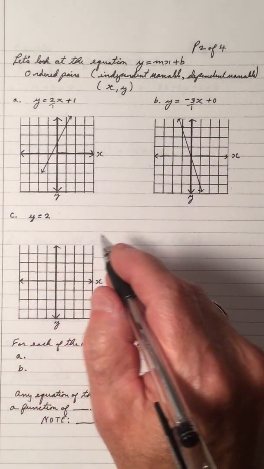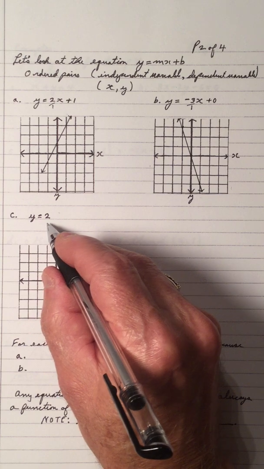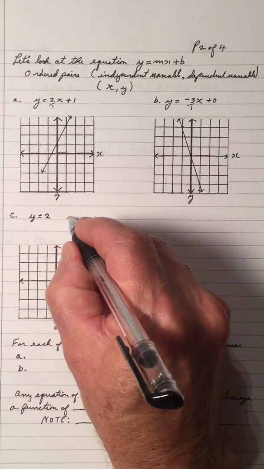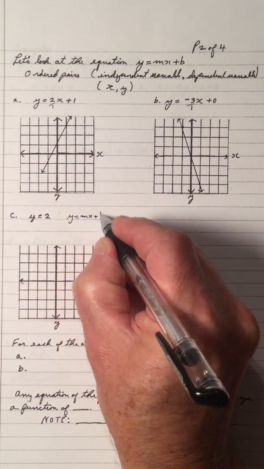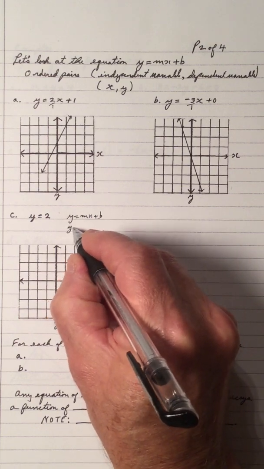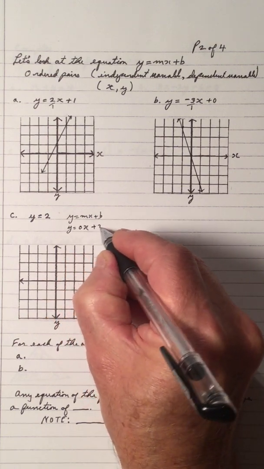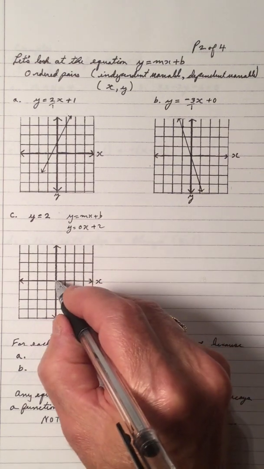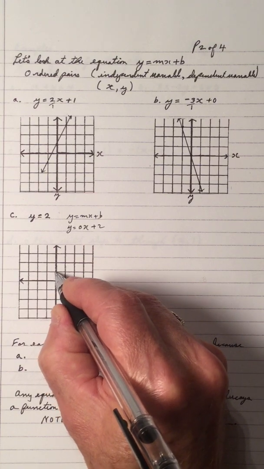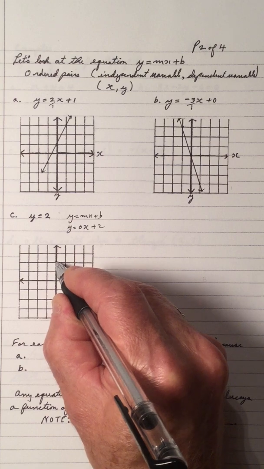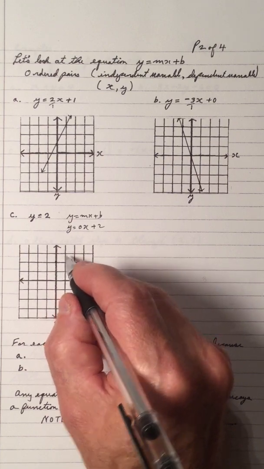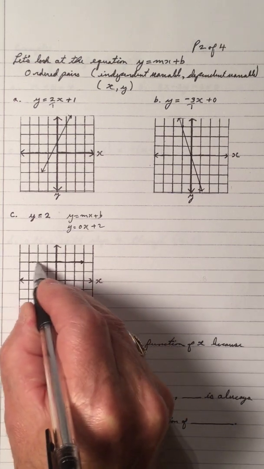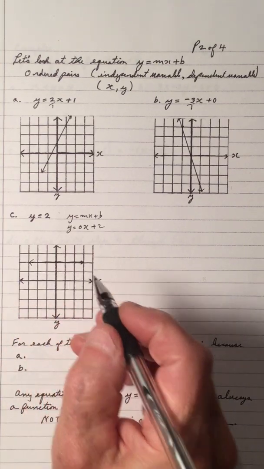Y equals 2. We have y is 2. Well, let's look at that. Notice that y equals mx plus b, but there's no x, so that means y equals 0x plus 2. So the slope is 0. The y-intercept is 2, which is 0, 1, 2 right there, and there's no slope. That means y equals 2 is a horizontal line, so we're looking at all points on this line right here, horizontal, because the slope is 0.